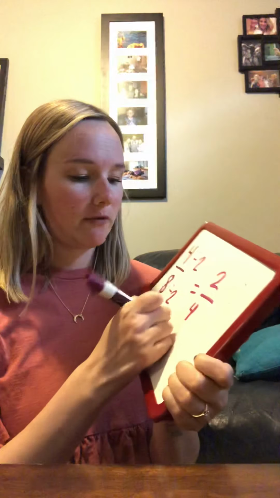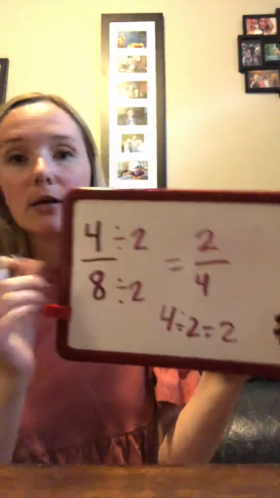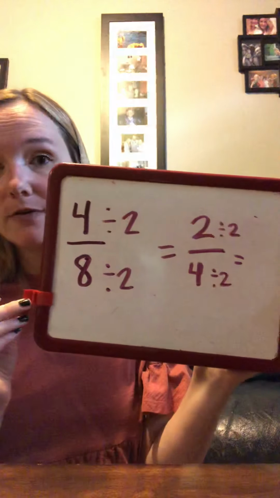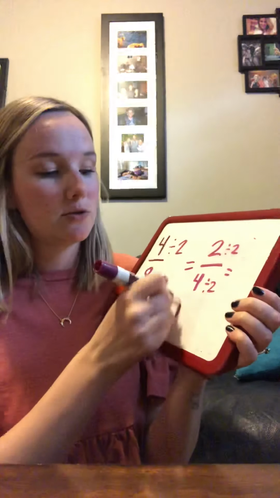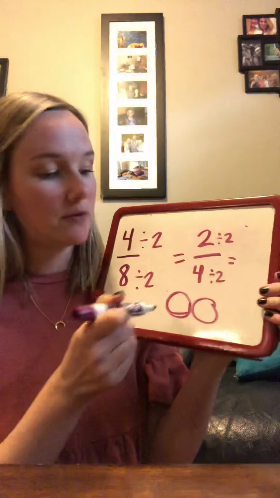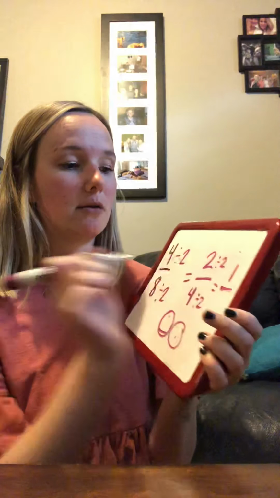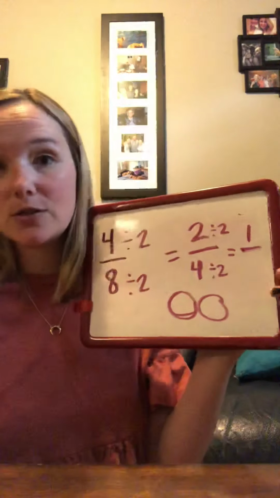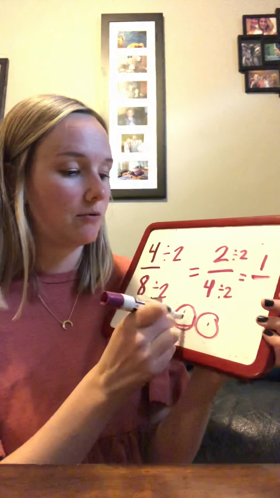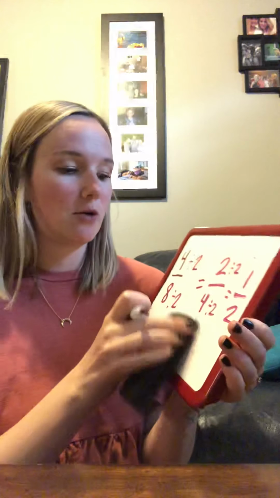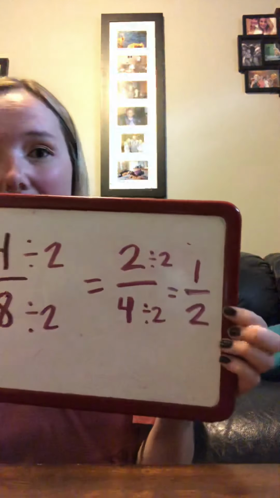Well, I know that 4 divided by 2 is 2. So maybe I can try dividing the numerator and denominator by 2 here and see what happens. So 2 divided by 2 and 4 divided by 2. So 2 divided by 2, I've got 2 circles and I have to get rid of the 2. So 1, 2. Each circle has 1. 2 divided by 2 is 1. 4 divided by 2, I've got 2 circles and I have to get rid of 4. 1, 2, 3, 4. There's 2 in each circle, so I know that 4 divided by 2 is 2. So this brings me to 1/2.